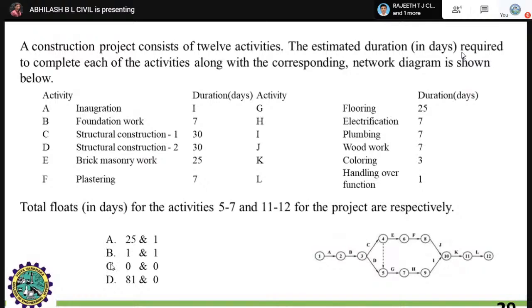Hence, the answer you have to note down for the total floats is option C. That is C, 0 and 0 will be your solution for this particular problem. Right? 0 and 0.